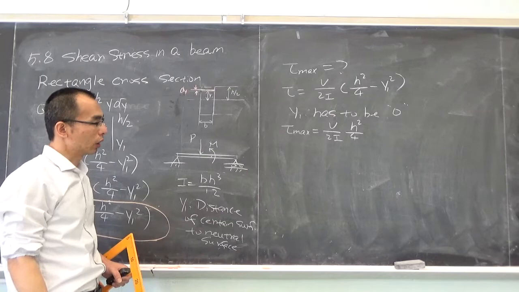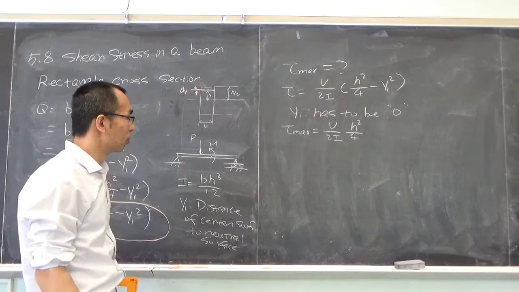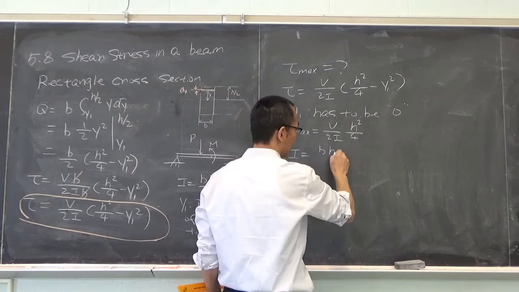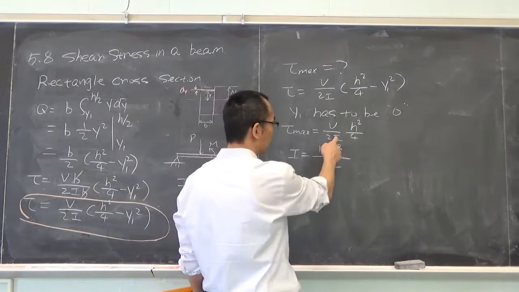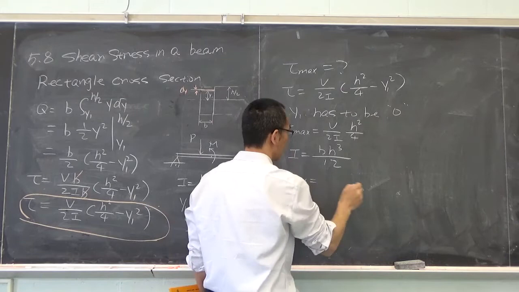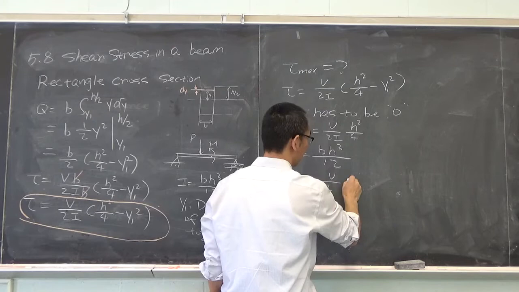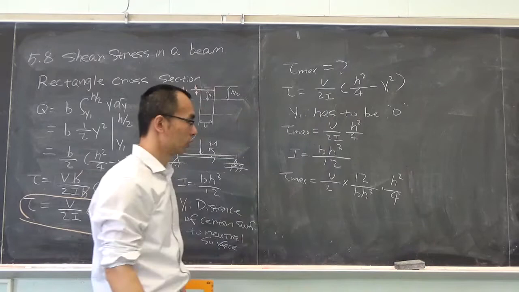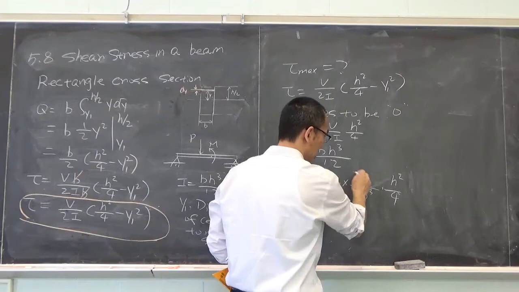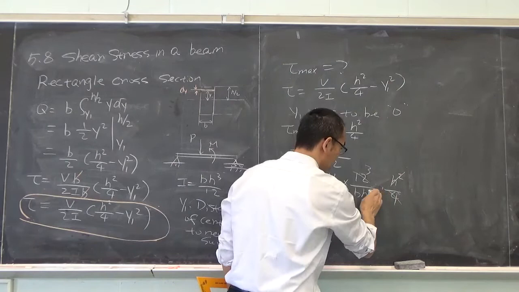Okay, we want to simplify again. We know the moment of inertia for the rectangle cross section is equal to this one. Then we replace the moment of inertia here. So now the maximum shear stress will be equal to shear force divided by 2 multiplied by 12. So then we have 3, this one will be gone, so this one will be only 1.